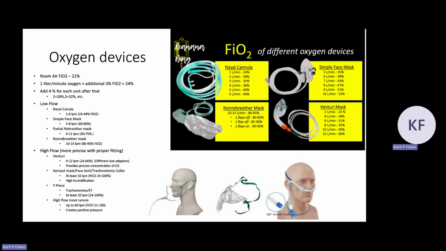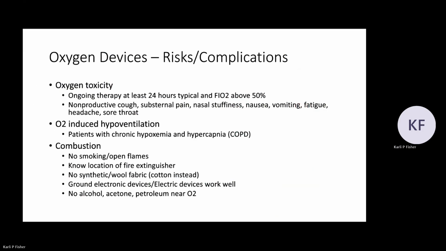High flow, more precise, proper fittings. You've got the Venturi mask, the aerosol face mask, or tracheostomy collars, the T-piece, and the high flow nasal cannulas. Just know that those can go up to 60 liters per minute. We talked about they create some positive pressure, usually humidified when we get up into these higher flow rates. Just kind of look over these and get familiar with them, okay?